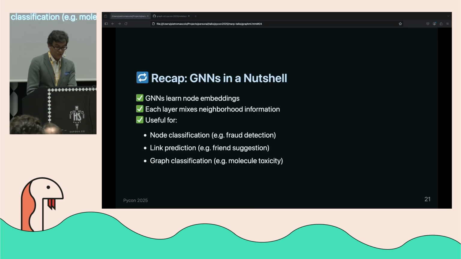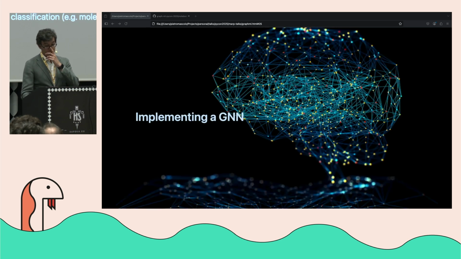So in a nutshell, what GNNs do is they learn embeddings. They have a mechanism called message passing, and that allows each node to learn from its neighbors over multiple paths. And they can be useful for all sorts of tasks. Let's have a look then at a very quick implementation.